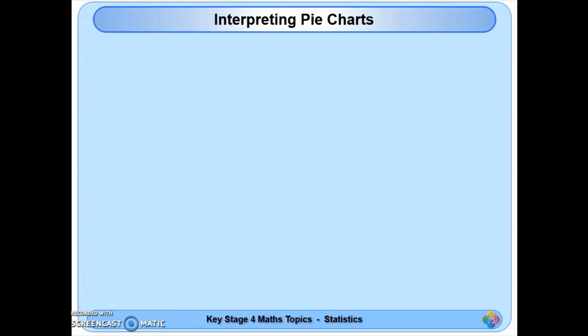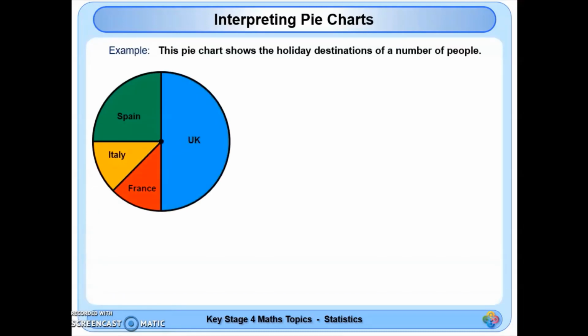Interpreting pie charts can often come in the form of a fraction question or a percentage question. This pie chart shows the holiday destinations of a number of people. Okay, we don't know the total number of people. The question doesn't tell us that, or the example doesn't tell us that. But we can interpret a few things from it.